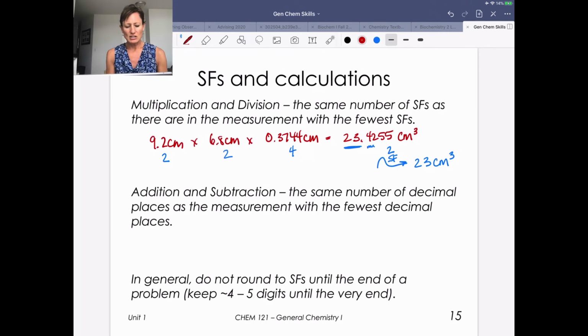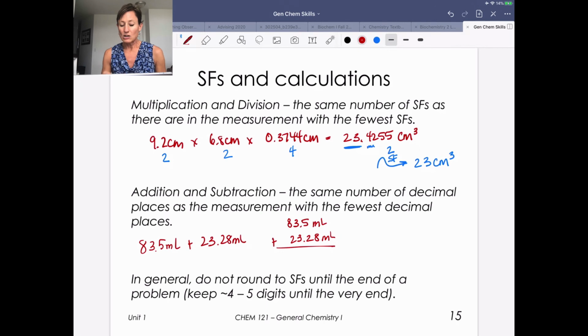So let's talk about addition and subtraction. Let's say that we've got 83.5 milliliters, and we're going to be adding that to 23.28 milliliters. So in this case, it might be helpful if I kind of line these up so we can see where the decimal points lie. So 83.5 milliliters, and I'm going to add that to 23.28 milliliters. And again, go ahead and add this up. I'm not going to round or do anything yet.